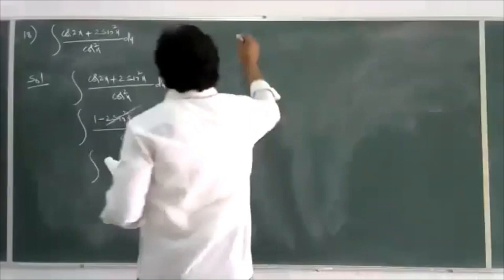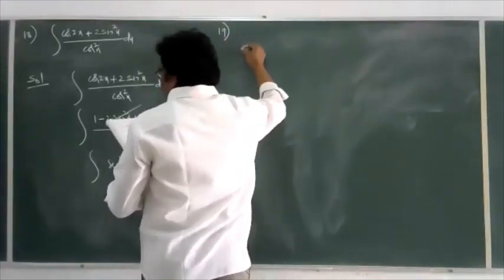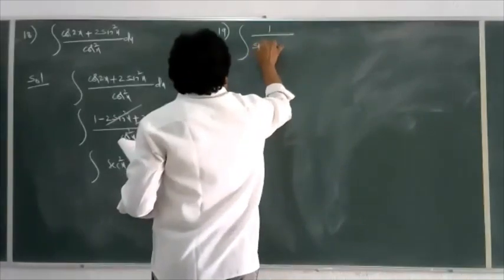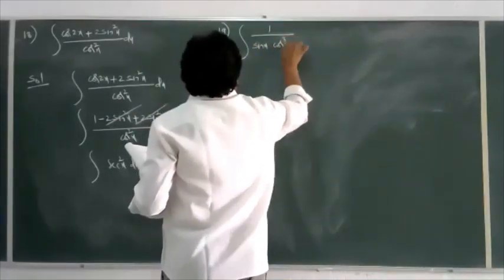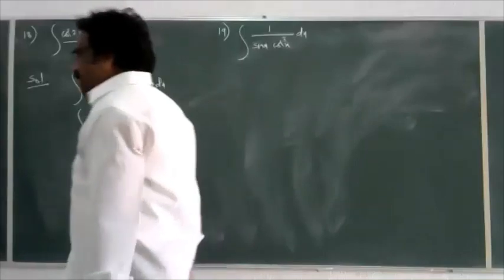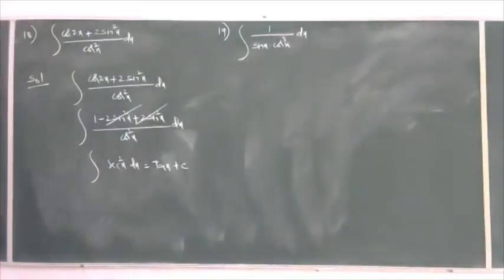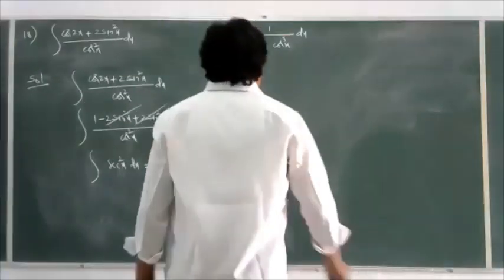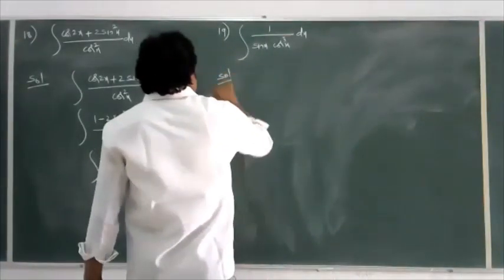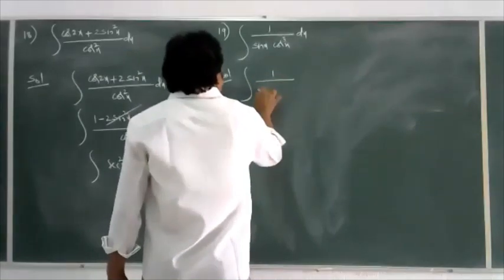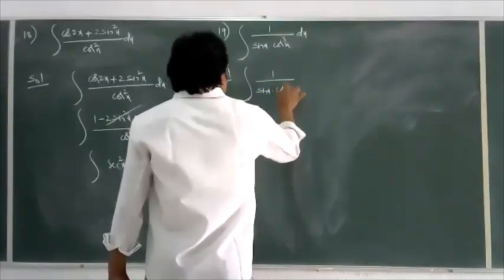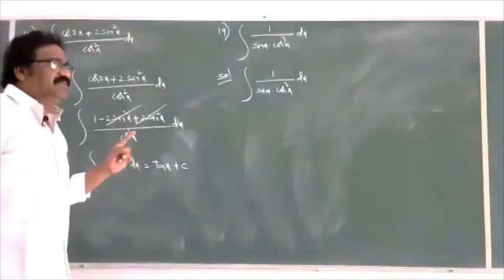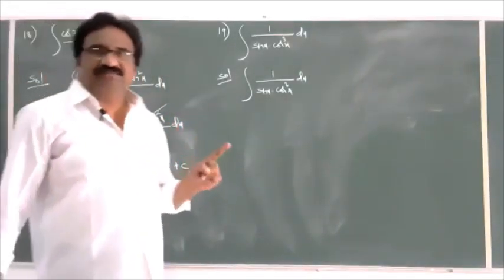Okay, next, 19th problem. Integration of 1 by (sin x into cos cube x) into dx. As solution, integral of 1 by (sin x into cos cube x) dx. So here we want to simplify this given trigonometric function.